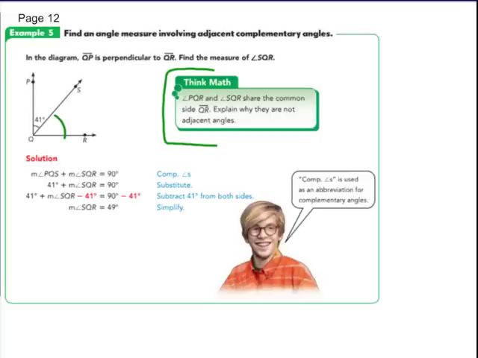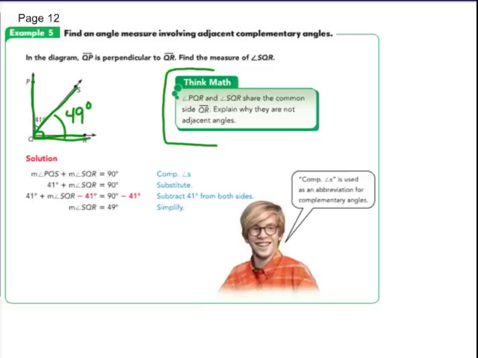They are perpendicular, which means they meet at 90 degrees. So this is a pair of adjacent complementary angles. Complementary makes perpendicular 90 degrees. So 90 minus that 41 would give us this angle of 49 degrees. You can see that they already solved that for you. Why is PQR not adjacent to SQR?